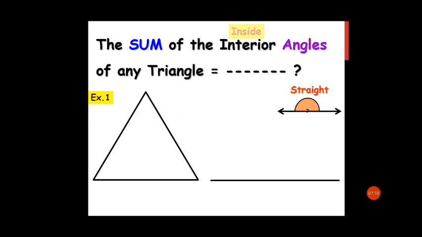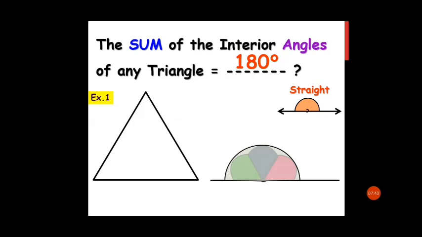So first I will use the straight line, and I know that the measure of the straight angle equals 180. I will use these angles of this triangle, and I want to test them. So I will cut these angles and put them on the straight line. Here I found that they measure to be 180. So this means if I add all these angles to each other, I will have the measure of 180. So the sum of the interior angles of this triangle is 180.